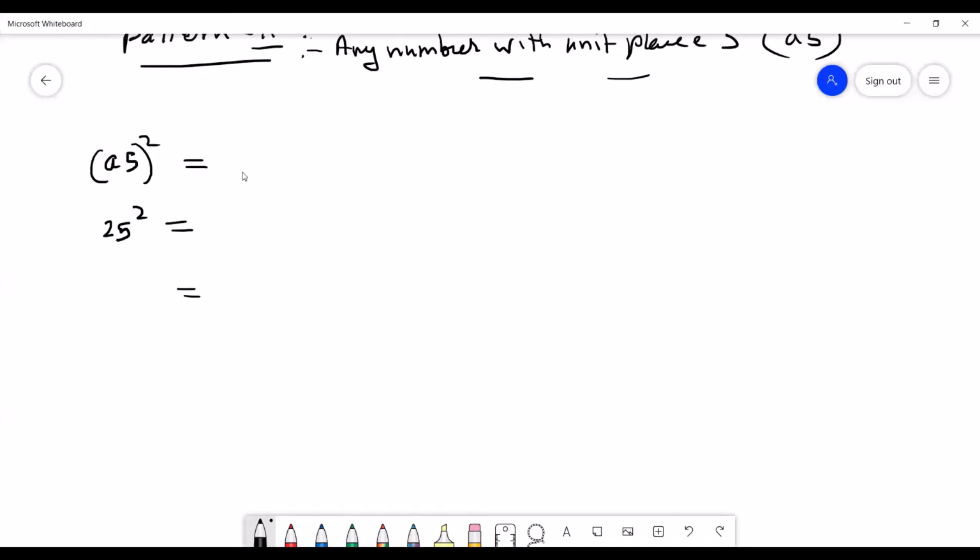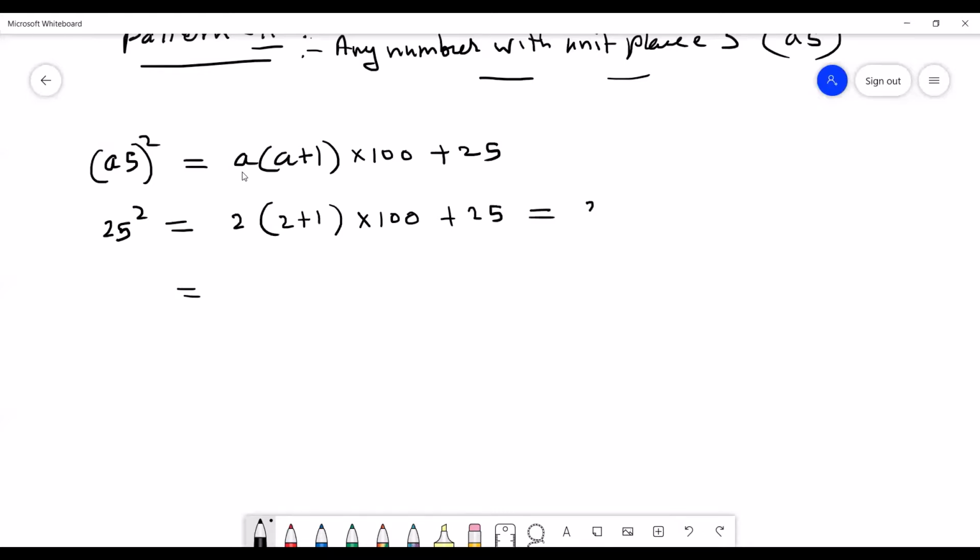So let us consider A5 whole square. Here it is A into A plus 1 into 100 plus 25. This will be the answer. Here A is representing the first digit. So the first digit here is 2. So 2 into 2 plus 1 into 100. We are considering the square of 25, which is equal to 2 into 2 plus 1, which is 3, into 100 plus 25.